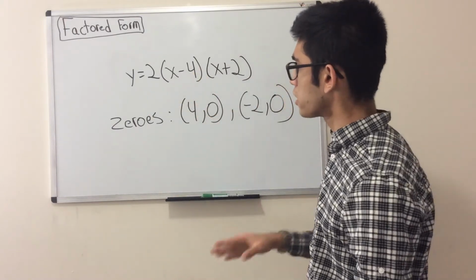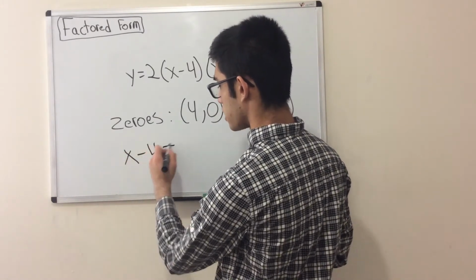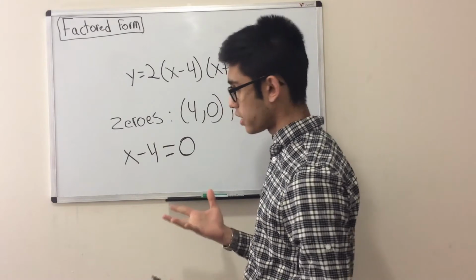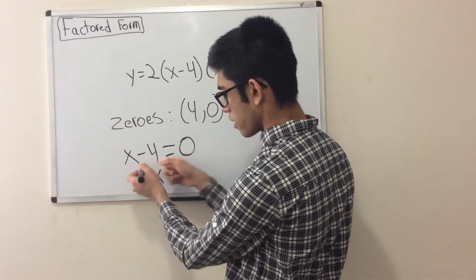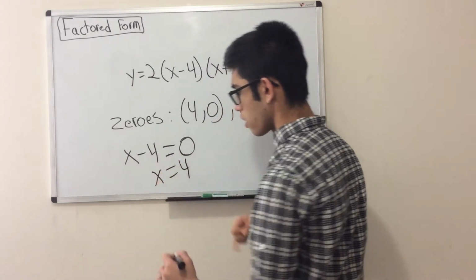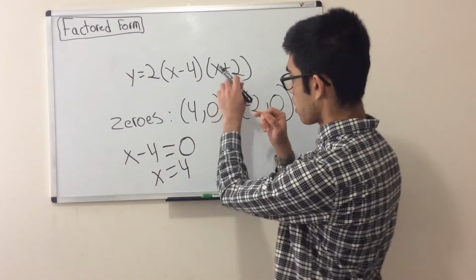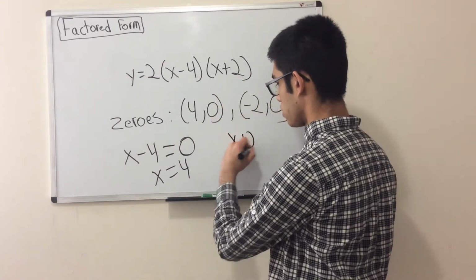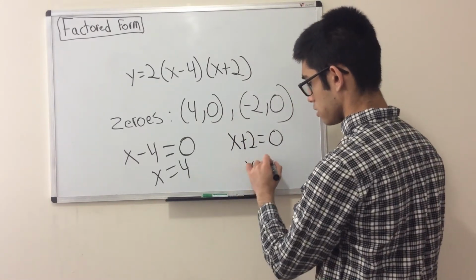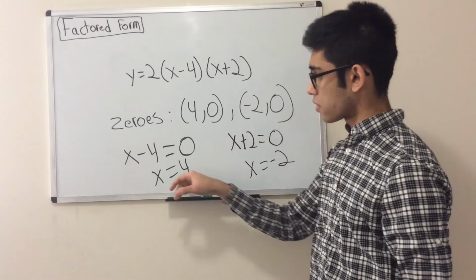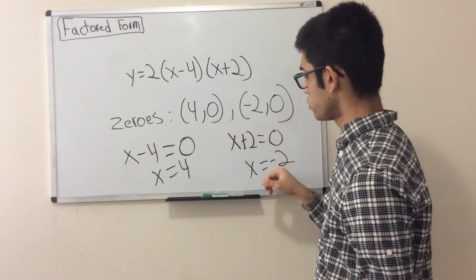The reason we call them zeros is because, let's take x minus 4, and we set it equal to 0. That's what it actually means. If you solve this for x, all you have to do is bring the -4 onto this side, which makes it a +4. We got one of our zeros. Let's take the other expression, x plus 2 equals 0, and solve for x: x equals -2. Those are my zeros, 4, 0 and -2, 0.